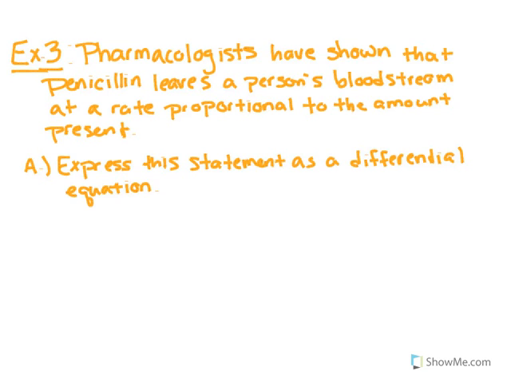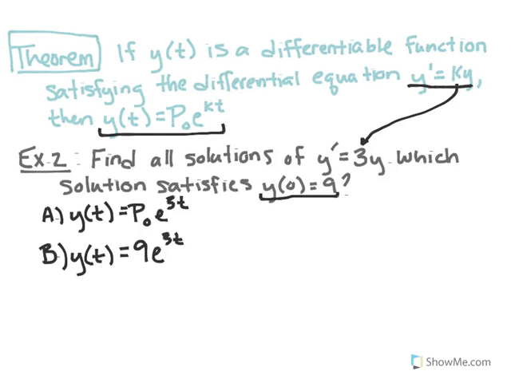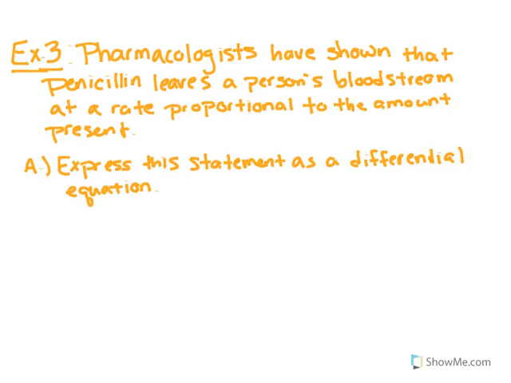We're going to say, pharmacologists have shown that penicillin leaves a person's bloodstream at a rate proportional to the amount present. There's three different parts to this. The first part is to express this statement as a differential equation. Okay, so here we're going to go with our third and last example. So it says, pharmacologists have shown that penicillin leaves a person's bloodstream at a rate proportional to the amount present. There are 3 parts to this question. The first part says to express this statement as a differential equation.